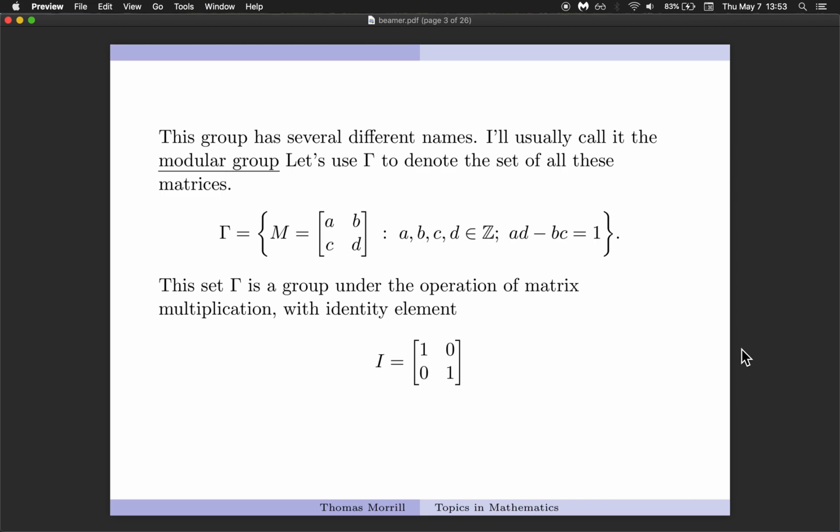Now, for all of my calculations, I'll be going through the steps of the matrix multiplication, so it's okay if that's not the most familiar thing. But I want to explore how this group operates and look at the orders of two particular elements of gamma.